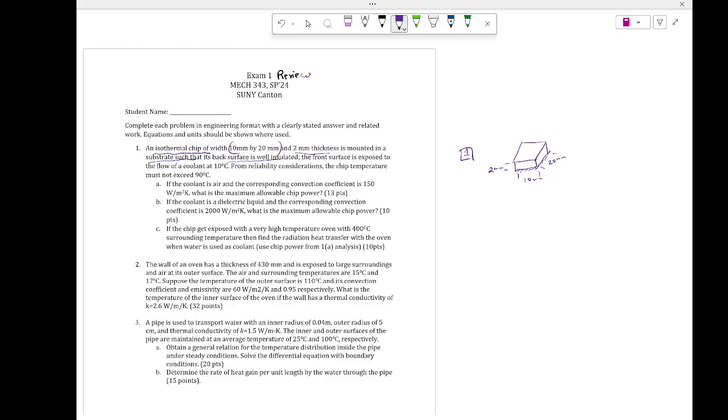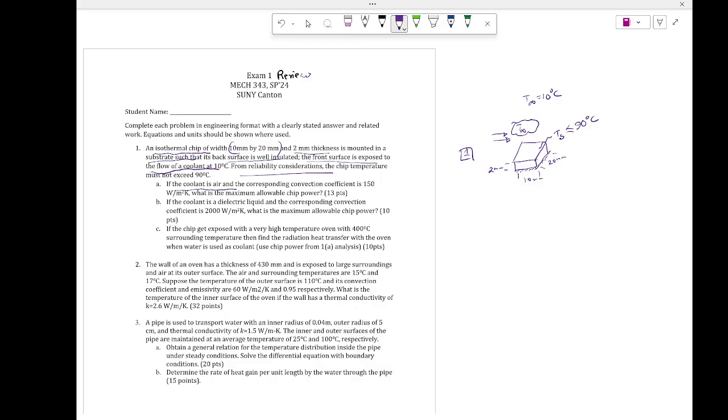So how many surfaces get exposed to heat then? Not 6, but 5 surfaces, right? Those 4 sides and the top side. You guys agree? All right, perfect. It says here the front surface is exposed to flow of a coolant. So there is a coolant that is flowing, with a T infinity of 10 degrees Celsius. From reliability considerations, the chip temperature doesn't exceed a limit, so the Ts should be less than or equal to 90 degrees Celsius.